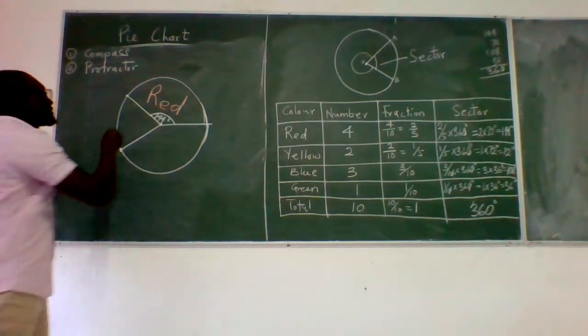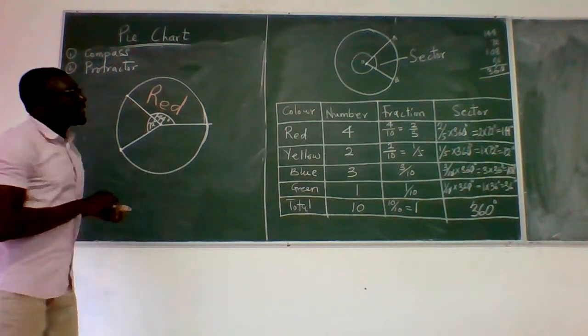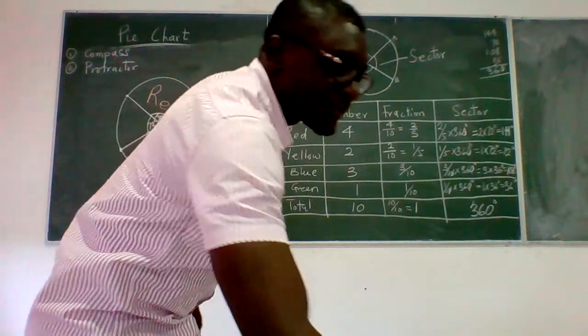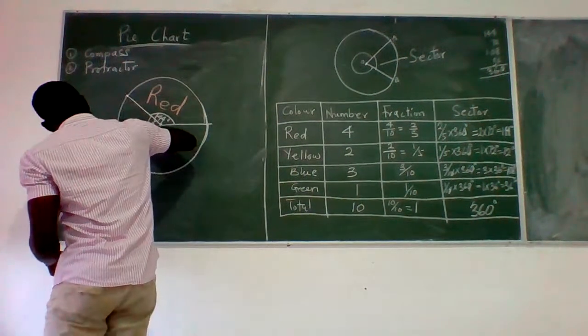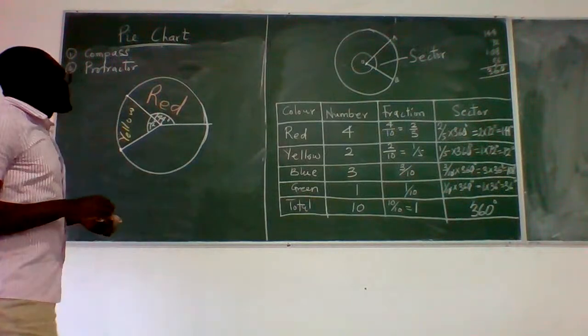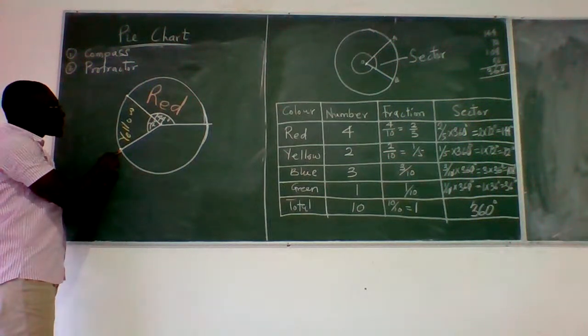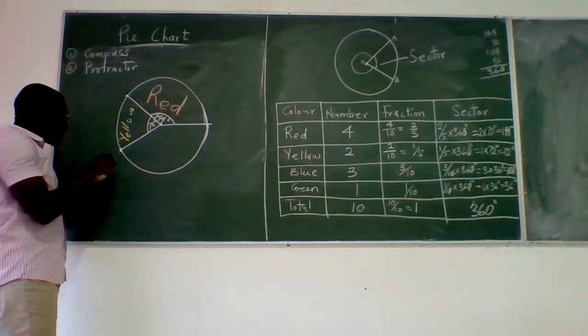So this is 72 degrees and it represents color yellow. Then now, this is where we stop. So this point where we stop begins a new line for us.